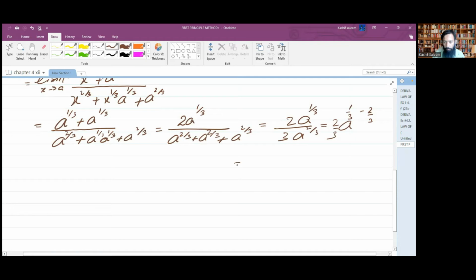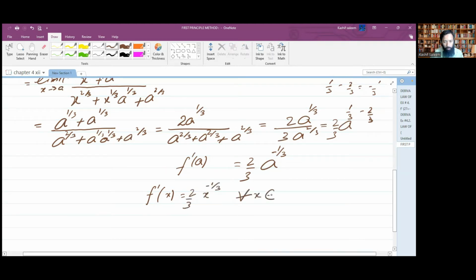So what you will get, this is 2 upon 3 a to the power, let's take LCM here. So this is minus 1 upon 3. 1 upon 3 minus 2 upon 3 is equal to minus 1 upon 3. So this is the derivative of the function f of x, x to the power 2 upon 3 at point a. Now for any point x, we have f prime of x, which is equal to 2 upon 3 x to the power minus 1 upon 3 for all x belongs to domain of f. So this is the required answer.